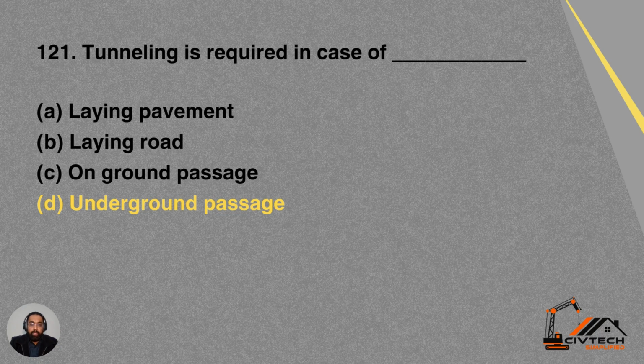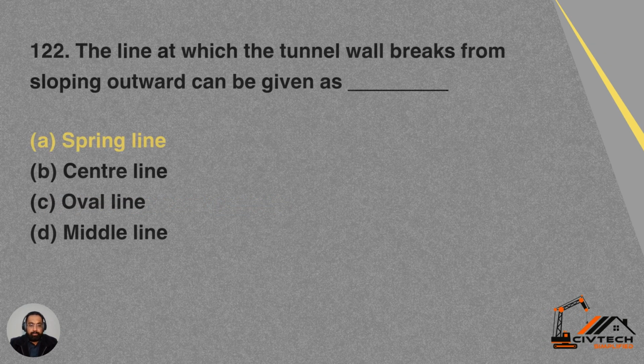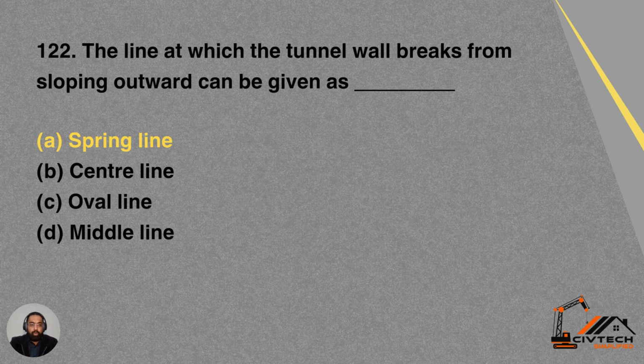Question number 121. Tunneling is required in case of dash. Option A, laying pavement. Option B, laying road. Option C, on ground passage. Option D, underground passage. So tunneling is required for an underground passage. D is the correct answer.